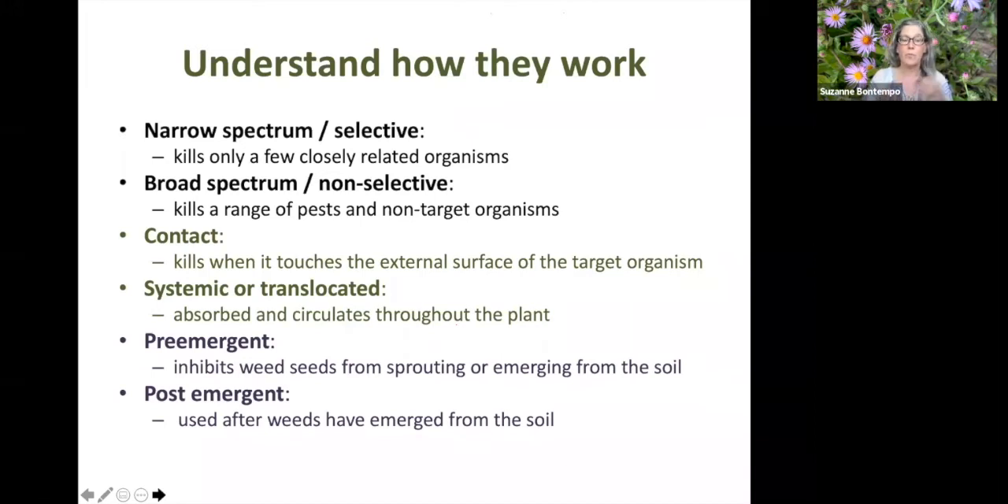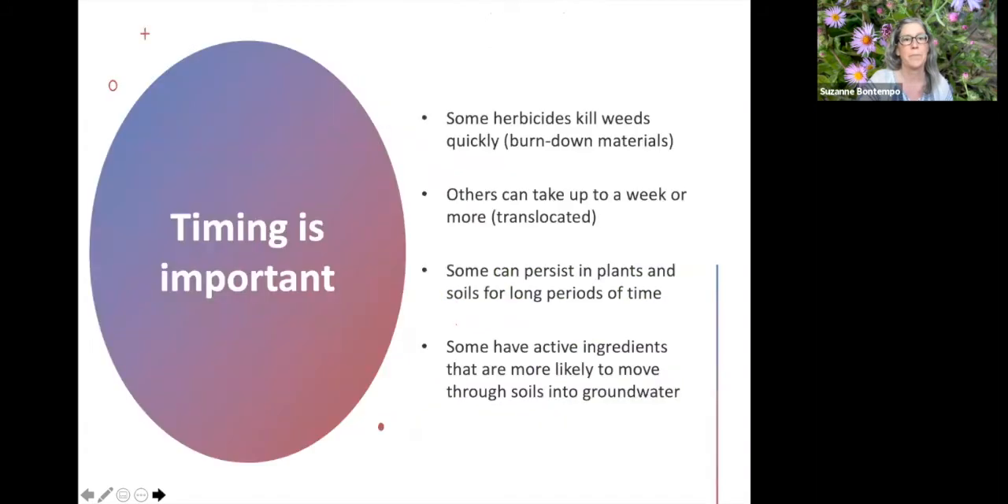Post-emergence are used once we apply them to weeds that have already germinated and have sprouted. So being familiar with these terms can help you identify how we use the products and when we use the products. Timing is important.